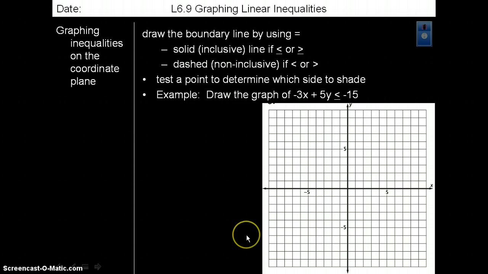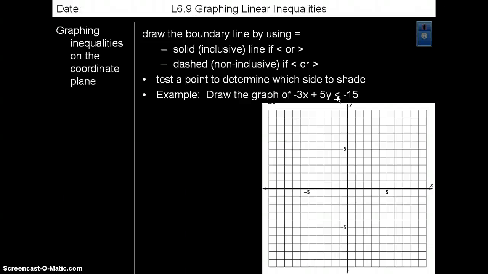Let's take a look at another oblique line. This one you might want to press pause a little bit more and try on your own. We are being asked to draw the graph of negative 3x plus 5y is less than or equal to negative 15. As we get ready to draw our boundary line, we will substitute in an equals and find a couple of points that work for us. This is pretty close to standard form, so using the x and y intercepts would probably make the most sense. By looking at the less than or equal to symbol, we should be able to determine if this line is inclusive, solid, or non-inclusive, dashed.